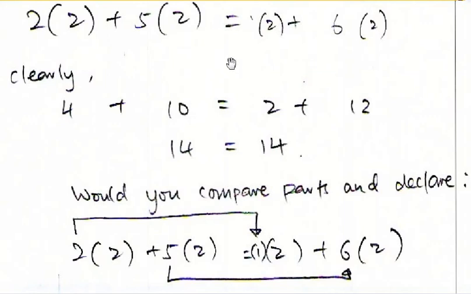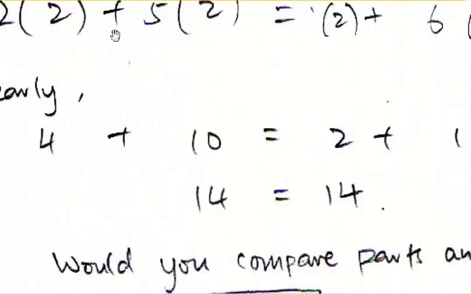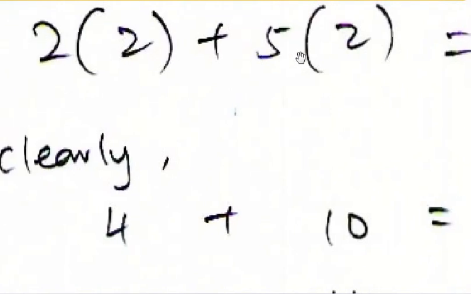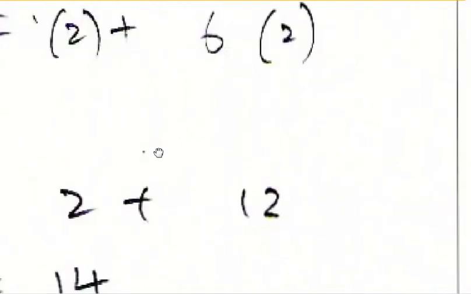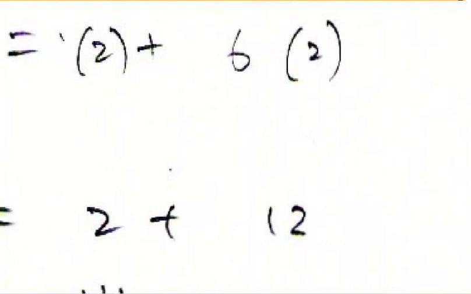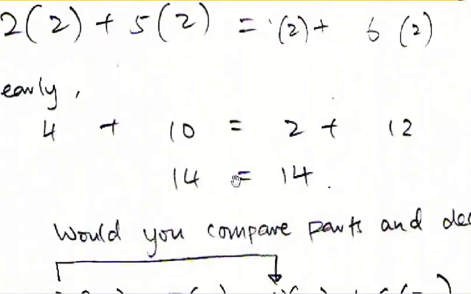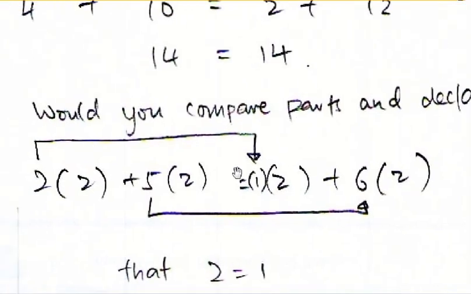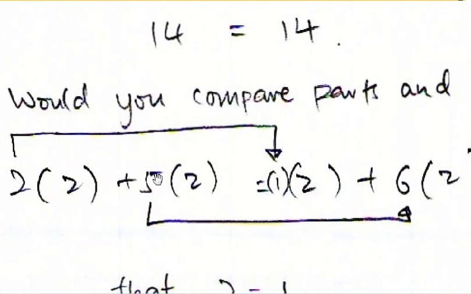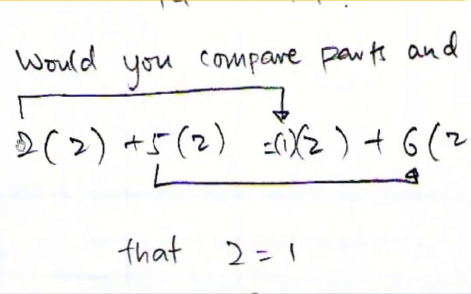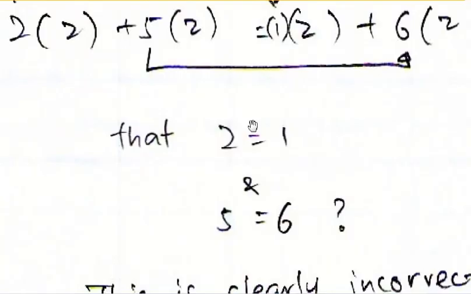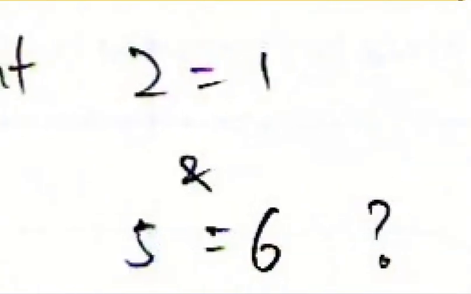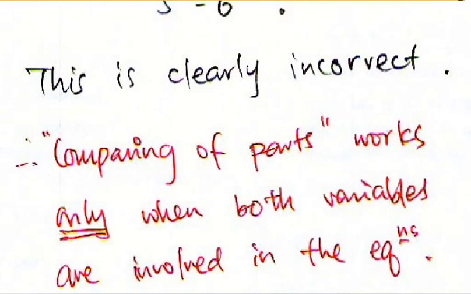Now on the right hand side you have 2 times 2 plus 5 times 2, and on the left hand side you have 2 plus 6 times 2. While both the left and right hand side come up to 14, you are not supposed to use comparing of parts in this case, because if you do, you must agree that 2 equates to 1 when 5 equals to 6. But how can this be correct? So comparing of parts works only when both variables are involved in the equations given.